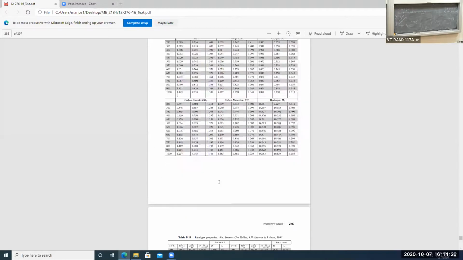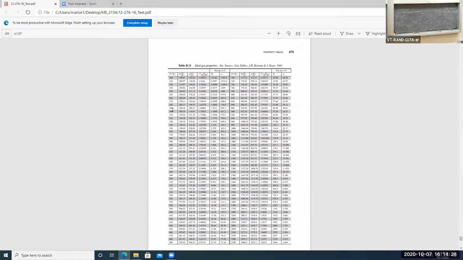Let's see here, air IGB, 290 degrees, 206.91, sorry about that. 206.91 kilojoule per kilogram, okay? So I've got U1 right now. That looks good. I've got U1.